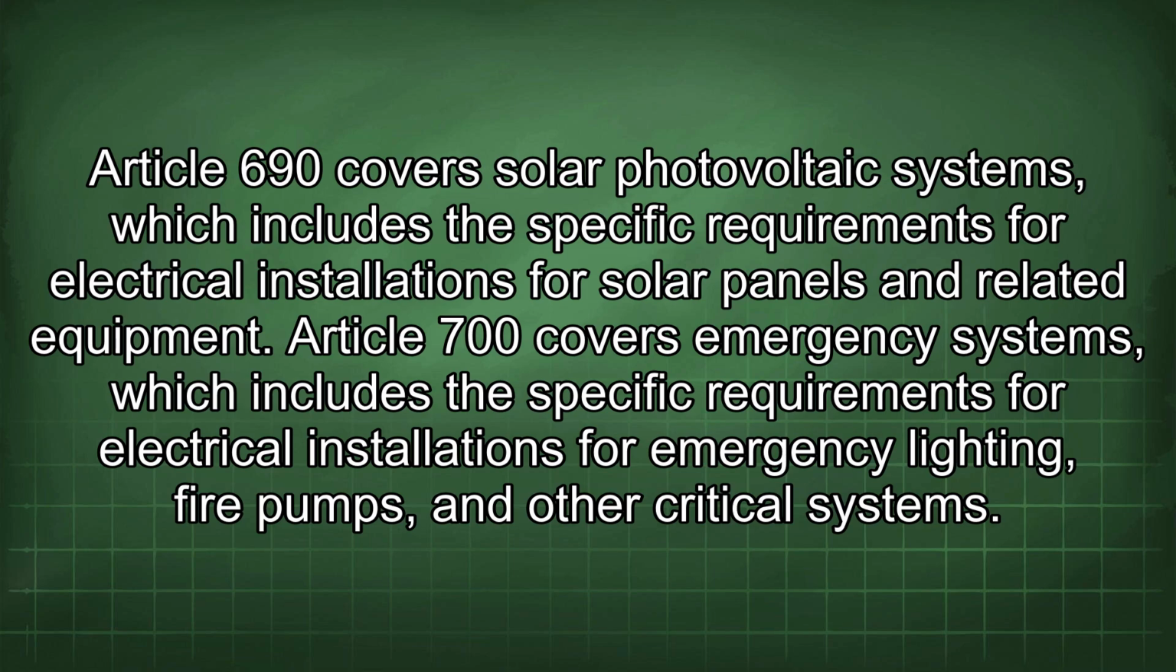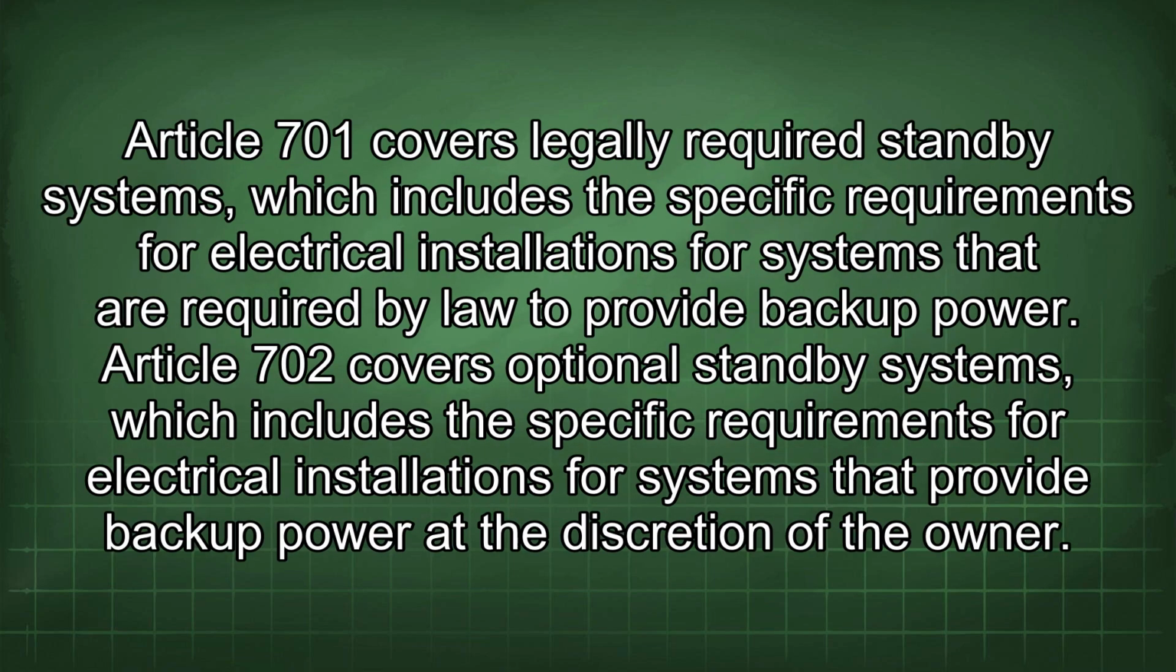related equipment. Article 700 covers emergency systems, which includes the specific requirements for electrical installations for emergency lighting, fire pumps, and other critical systems. Article 701 covers legally required standby systems, which includes the specific requirements for electrical installations for systems that are required by law to provide backup power. Article 702 covers optional standby systems, which includes the specific requirements for electrical installations for systems that provide backup power at the discretion of the owner.